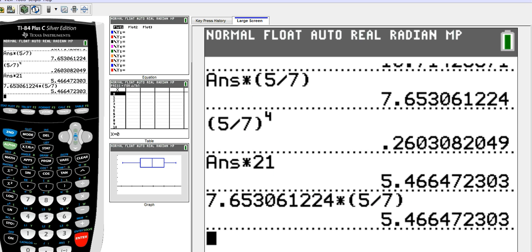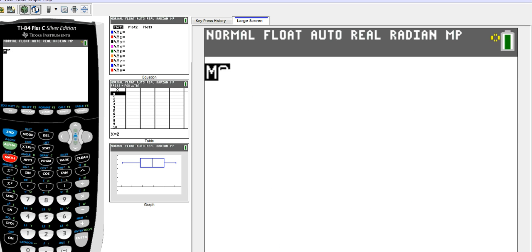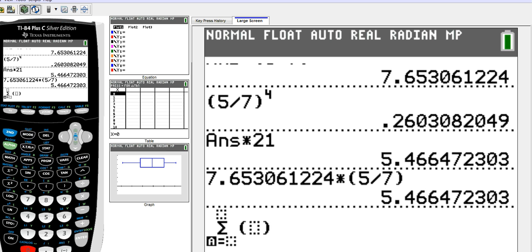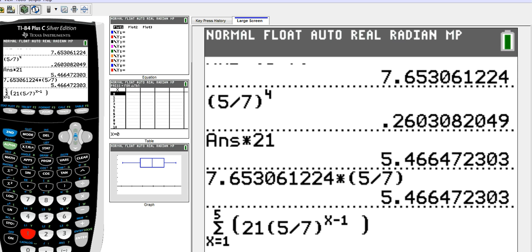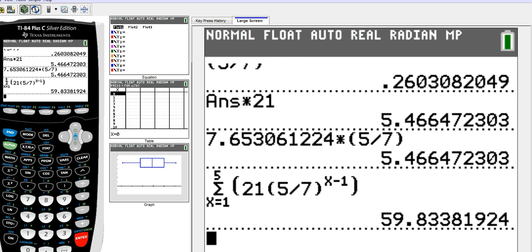So when I go to my calculator here, we're going to go to math 0. And I'm going to say x1 to 5. And we started at 21, parenthesis, 5/7, and then raised to the n minus 1. Okay, so that's what we have written down. And I get 59.83. Does everyone see that? 59.83. So those are my downs.